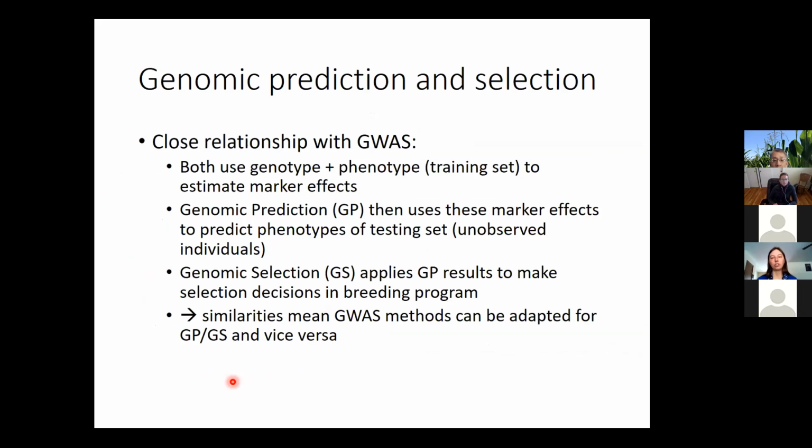Genomic prediction and selection also have a close relationship with GWAS. Both use genotype and phenotype data, in the case of genomic prediction and selection from the training set, to estimate marker effects. Genomic prediction then uses these marker effects to predict phenotypes of the testing set, which are just unobserved individuals. And genomic selection applies genomic prediction results to make selection decisions in a breeding program. These similarities mean that GWAS methods can be adapted for genomic prediction and selection, and vice versa. And this has in fact been done.